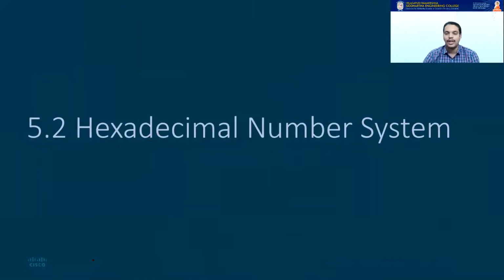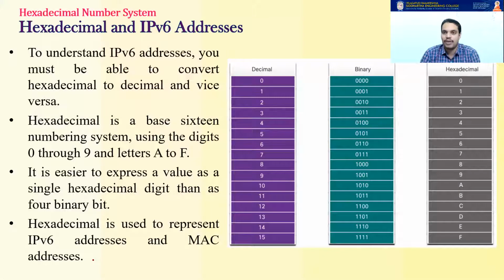And let me take you to the hexadecimal number system. The reason why we study the hexadecimal number system is simple: IPv6 is written in hexadecimal. So to understand IPv6 addresses, you should be able to convert hexadecimal to decimal and vice versa. What is hexadecimal? As I told you, decimal means you have digits 0 to 9. Binary means bits, only 0 and 1.